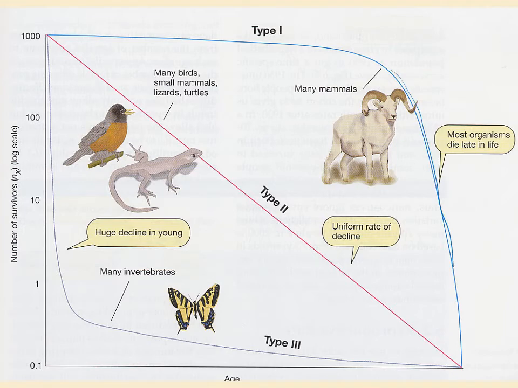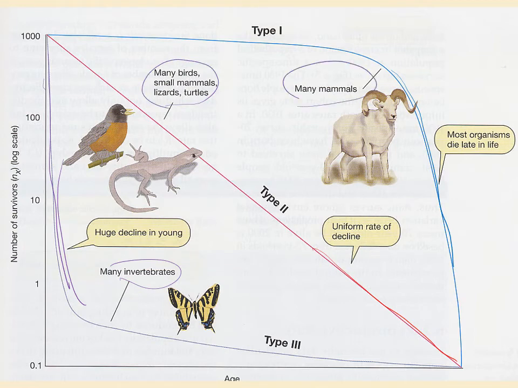The type 2 curve is constant throughout your lifespan, and your type 3 survivorship curve is your mortality is in your juveniles. And it says here many invertebrates have a type 3. Many birds, small mammals, lizards, and turtles have a type 2, and many mammals have a type 1 survivorship curve. So we would expect humans to have a type 1 survivorship curve.